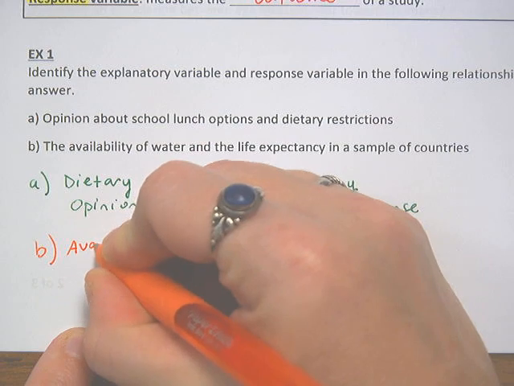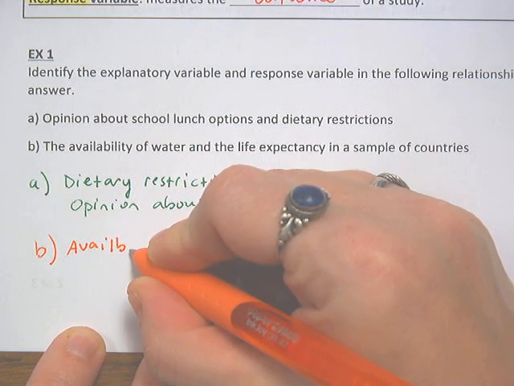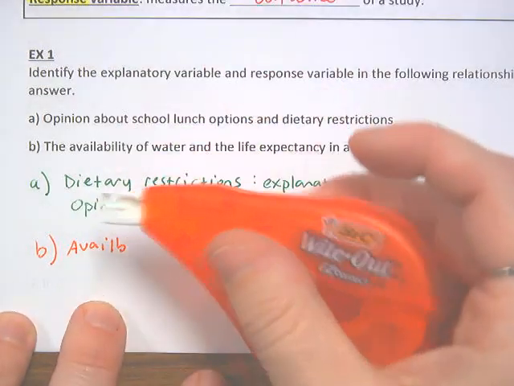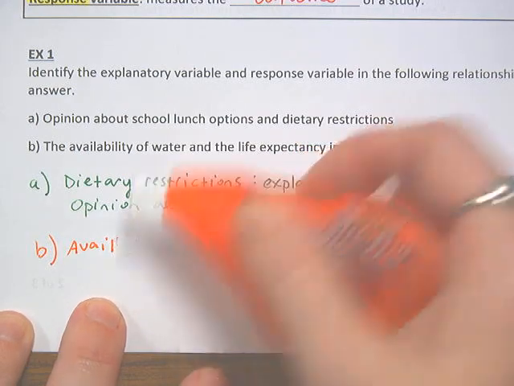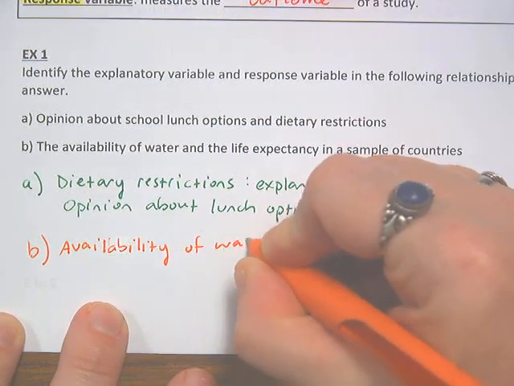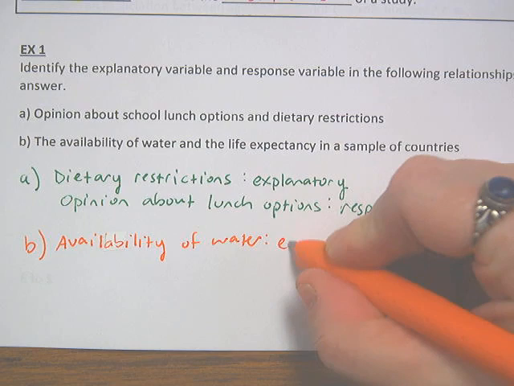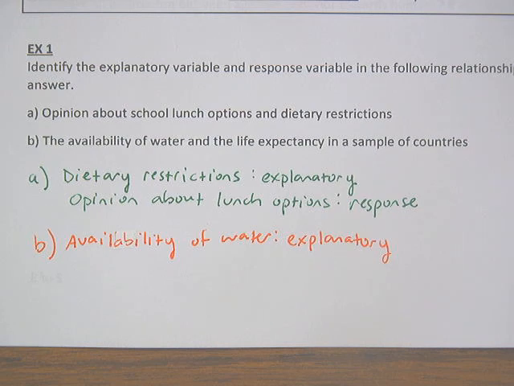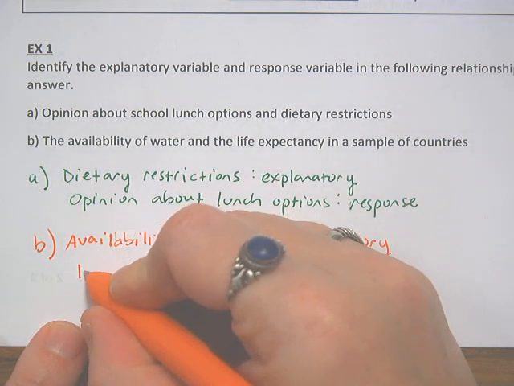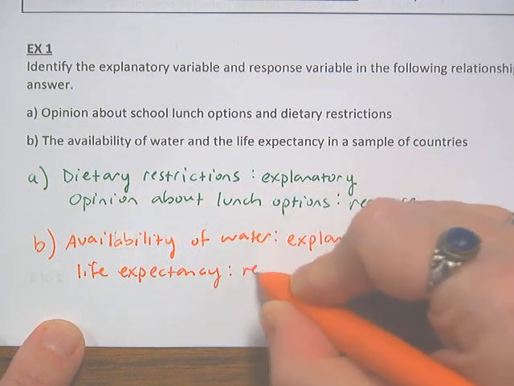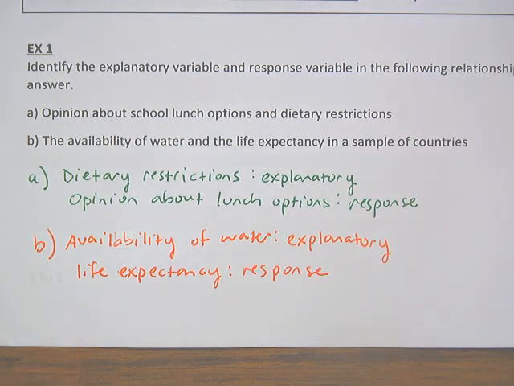Yes. How readily available a good, clean water source is. Availability of water would explain why some countries might have a longer life expectancy. So that would be the response variable. That would be the outcome of the study.